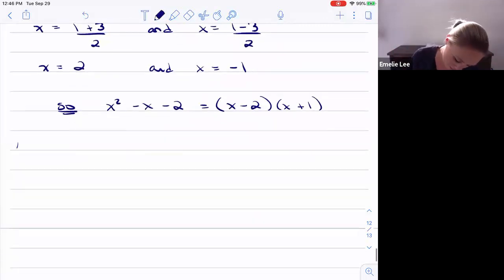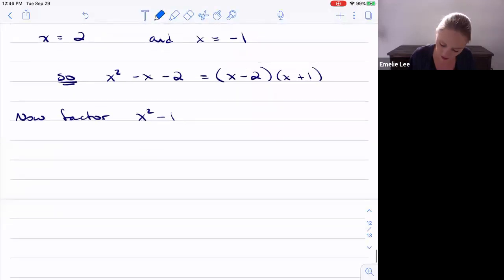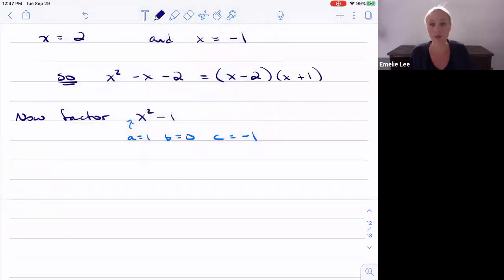So now factor x squared minus 1. If x squared minus 1, I have a is 1, b is 0, and c is negative 1. Or you can use that special factoring formula. But like I said, I don't like to have to remember all those. So if I see a quadratic, I'm going to use the quadratic formula.